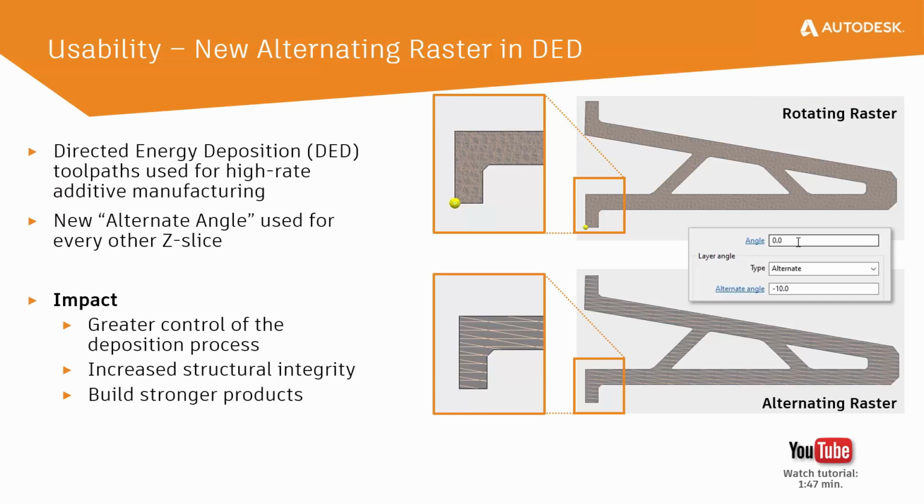This new update provides you with the option to define 2 angular values, and PowerMill will alternate between those angles with each progressive Z slice. So you'll see the angle changes from angle A to angle B to angle A and so on to allow you to deposit your 3D forms. Now, the goal here is to give you greater control, but it will also allow you to create parts with an increased structural integrity, which hopefully results in better, stronger products that you're producing.